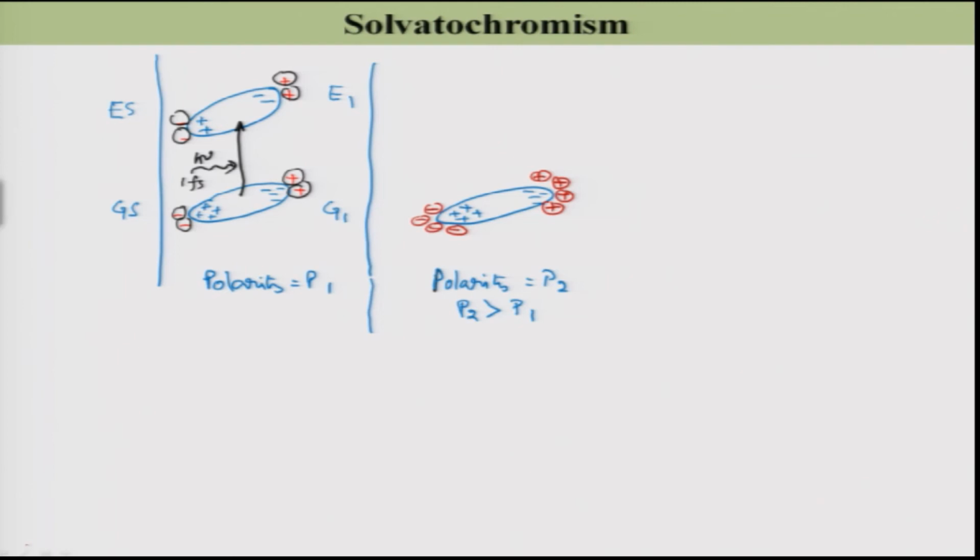Now, I am going to excite it. The excitation is very fast, so the molecule will not get time to reorient the solvent molecules. But the dipole moment will change, right? This is electronic rearrangement, plus plus minus minus, and all the solvents will be in a similar fashion.